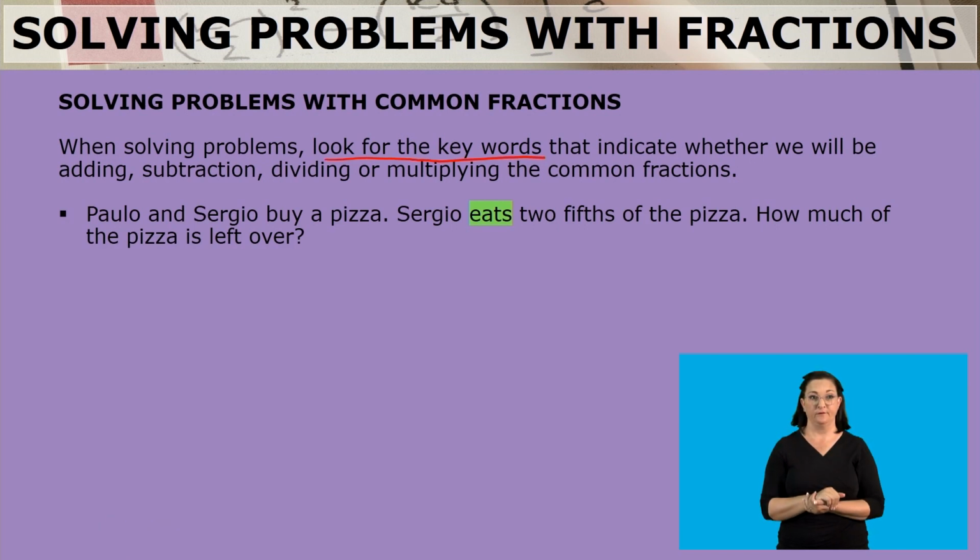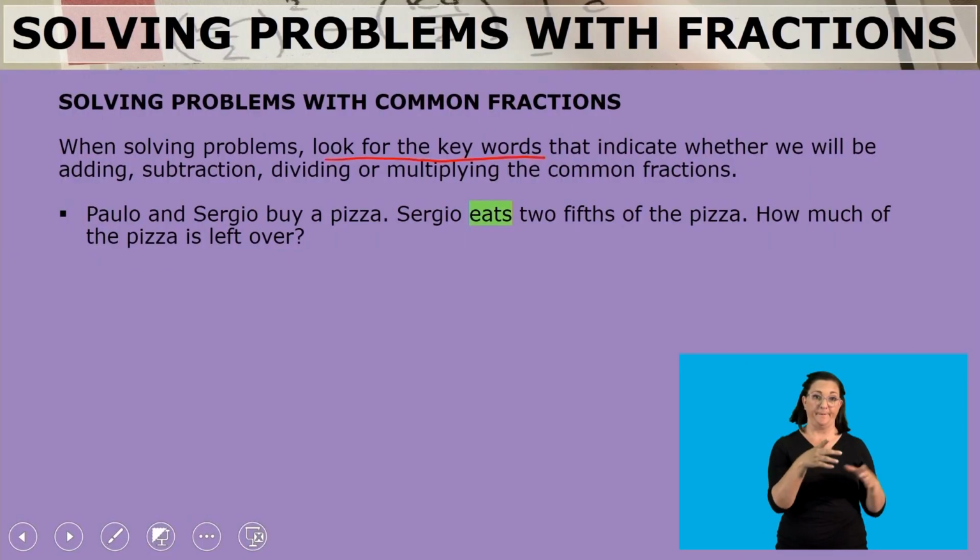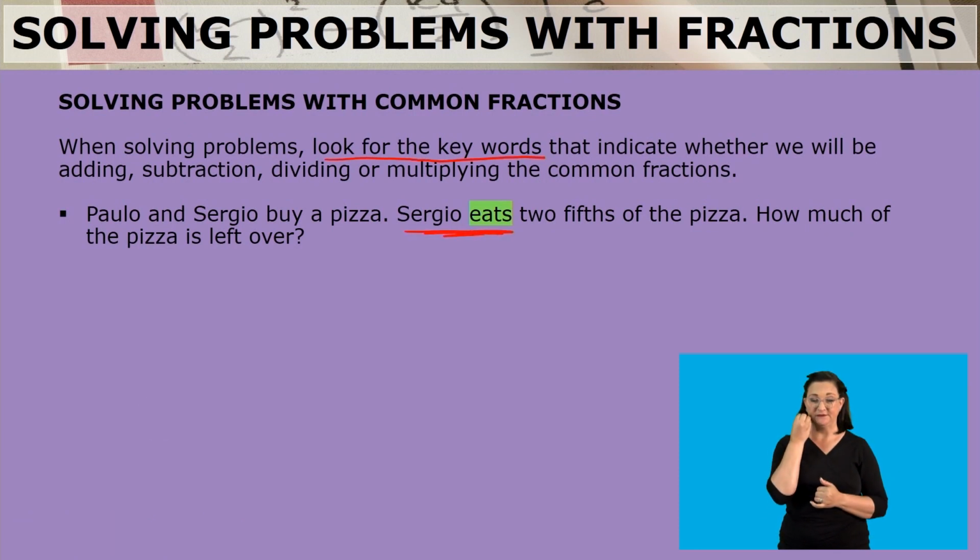For example here, Paolo and Sergio buy a pizza. Sergio eats 2/5 of the pizza. How much of the pizza is left over? Now think about it. When the pizza was still whole, how much of the pizza did we have? We had only 1 pizza. But now Sergio has eaten part of the pizza.